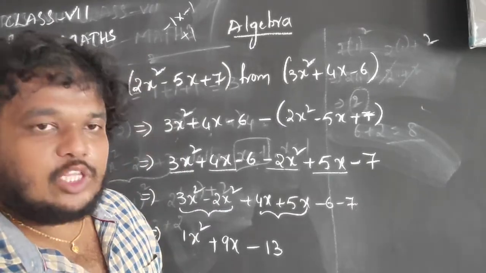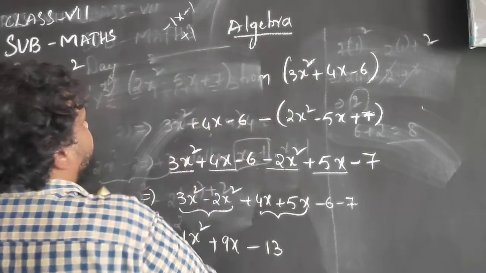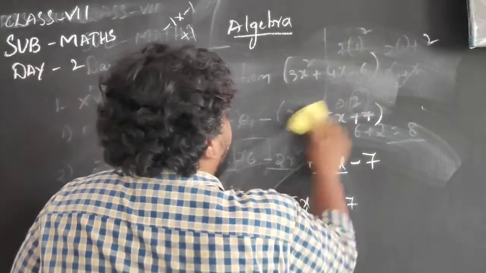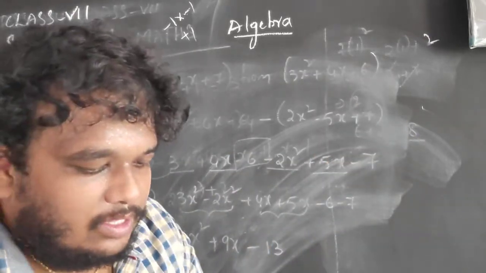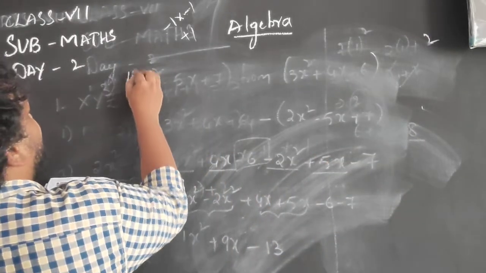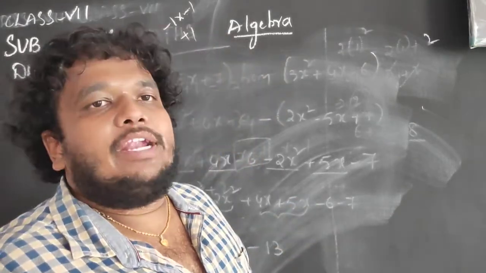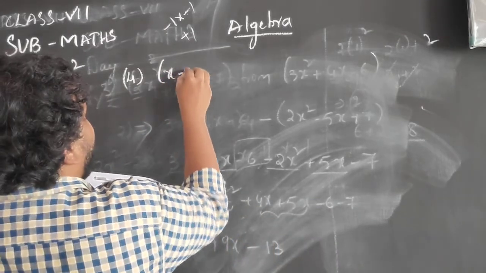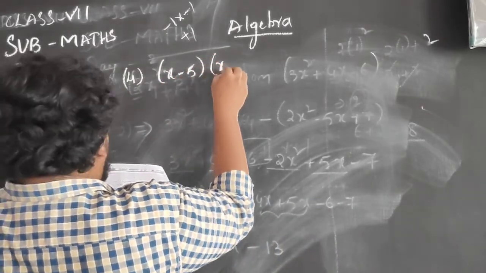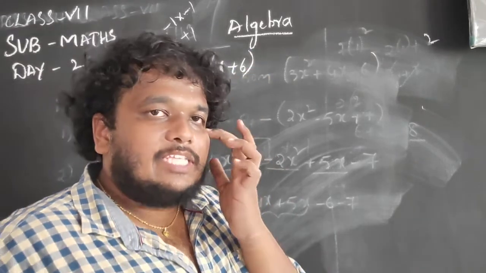Now, the fourth question. In the fourth question, they are asking to find the product. Until now we have added and subtracted. Now we'll do the product of expressions: x minus 5 into x plus 6. x minus 5 and x plus 6.